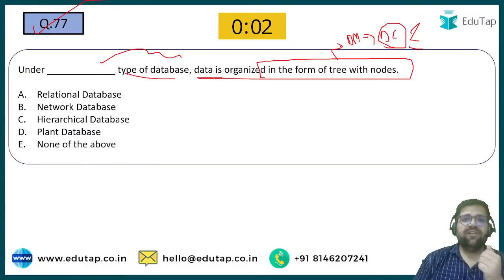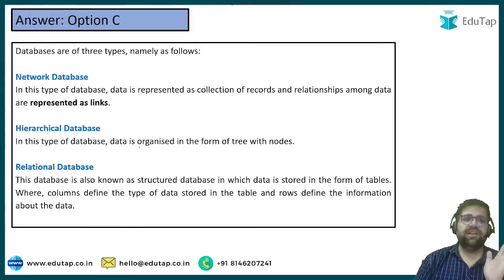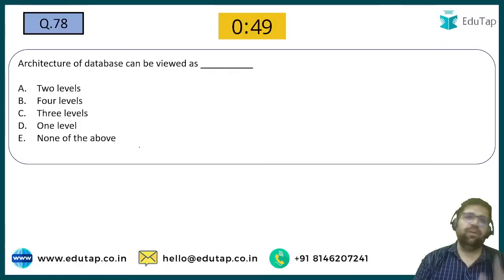Question number 77: dash is a type of database where data is organized in the form of a tree with nodes. It will be hierarchical. A plant database is nothing. A relational database is a form of what? A relational database is a form of table. In a network database, there will be a server and people will be connected to it. As simple as that. So this I have told you. You can always refer to the theoretical part by yourself.